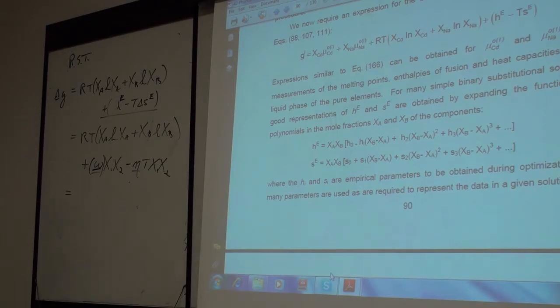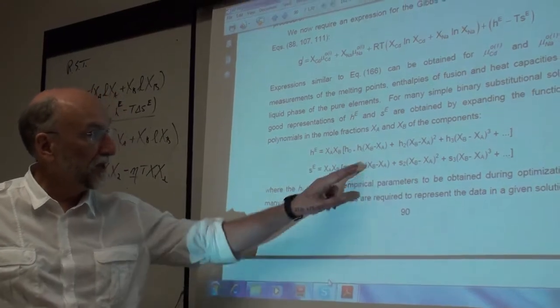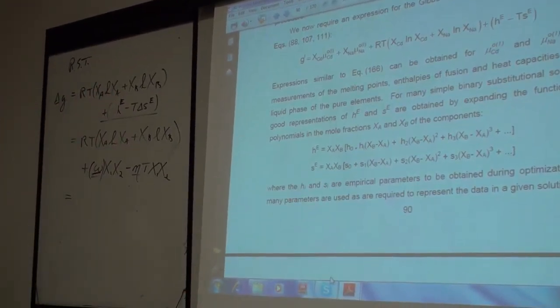We go to higher and higher order terms, and then you can optimize the H0, H1, H2 terms, and you can optimize the S0, S1, S2 terms. Those are the parameters of your model. Empirical parameters, just to do the curve fit.